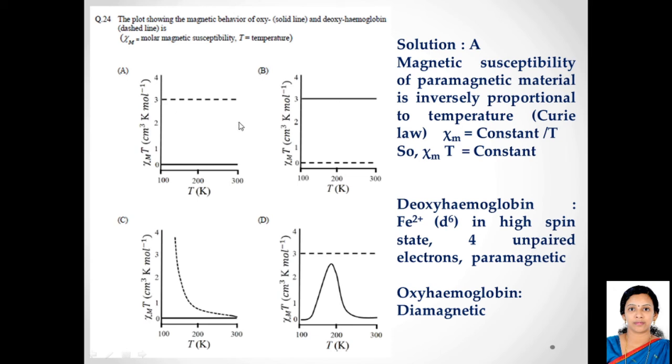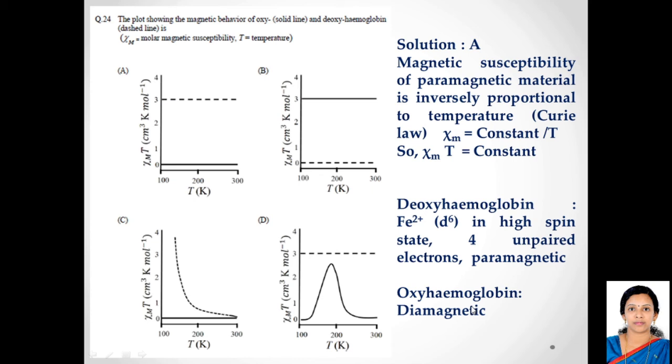So both the curves, for the deoxyhemoglobin and oxyhemoglobin, should be a straight line, because magnetic susceptibility multiplied by temperature is a constant for a paramagnetic species, that is the deoxyhemoglobin. And for oxyhemoglobin also, which is diamagnetic, the susceptibility is not affected by temperature, and so that is also a constant. That is, magnetic susceptibility multiplied by temperature versus temperature will also be a constant for the oxyhemoglobin.